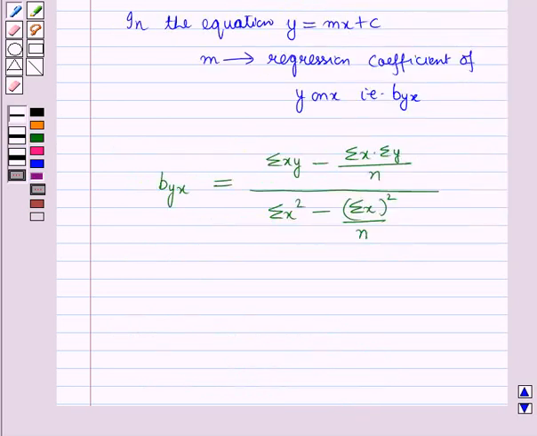So in this session we have learnt about general equations of regression lines. So this completes our session. Hope you all have enjoyed the session.